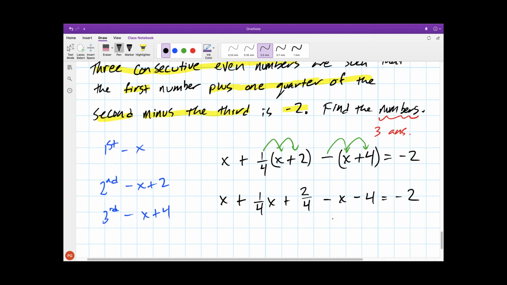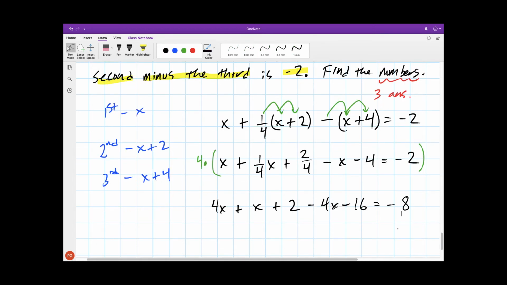If you remember, to get rid of fractions, what we want to do is multiply through by a number that's going to get rid of all of these denominators. Now, fortunately, both of these are 4s, so we can just multiply through by 4 and get rid of all the denominators. But when you multiply by 4, make sure everything gets multiplied, not just your fractions. And you should end up with something that looks like this.